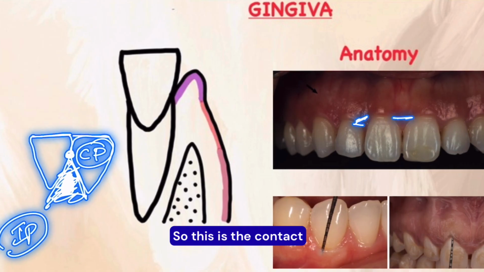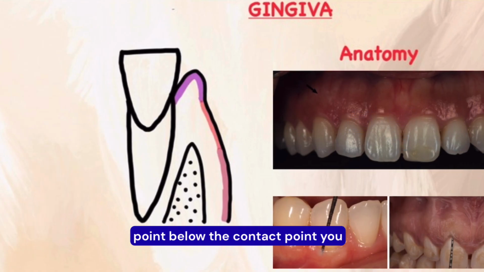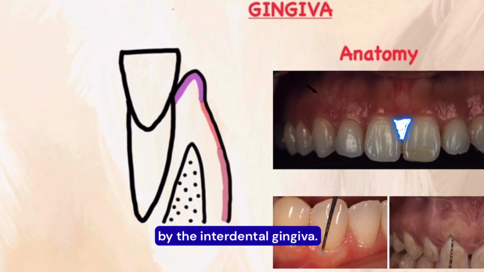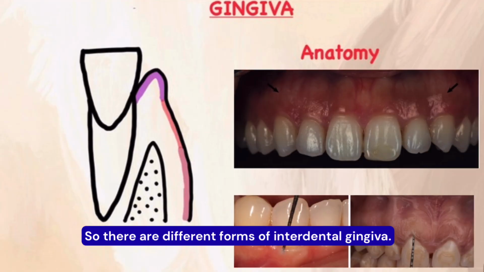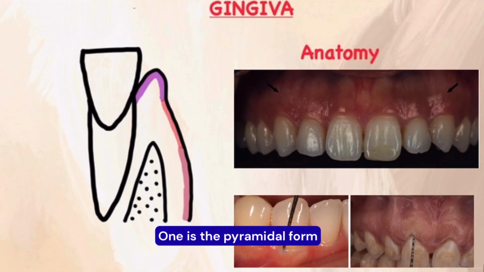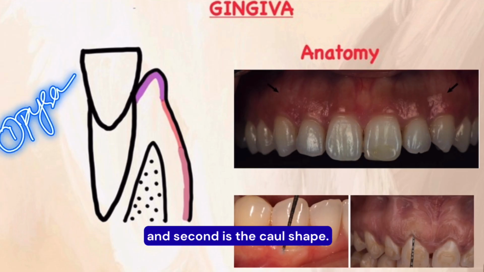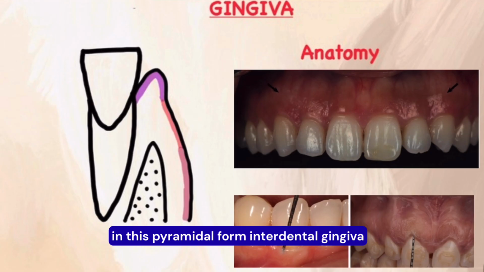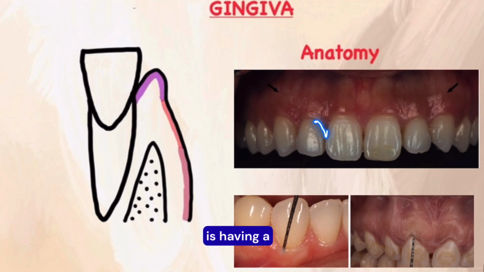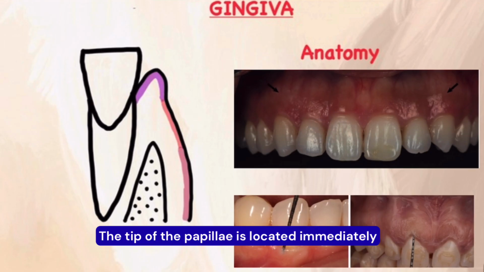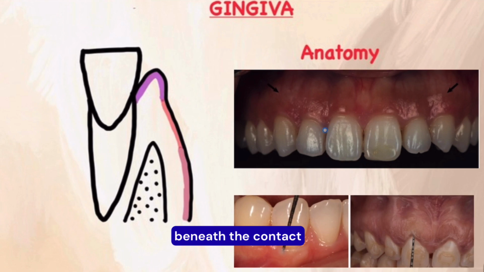So this is the contact point. Below the contact point, you see the gingival embrasure. This gingival embrasure is occupied by the interdental gingiva. There are different forms of interdental gingiva. One is the pyramidal form and the second is the col shape. In the pyramidal form, the interdental gingiva has a pinpointed papilla. The tip of the papilla is located immediately beneath the contact point of the adjacent teeth.